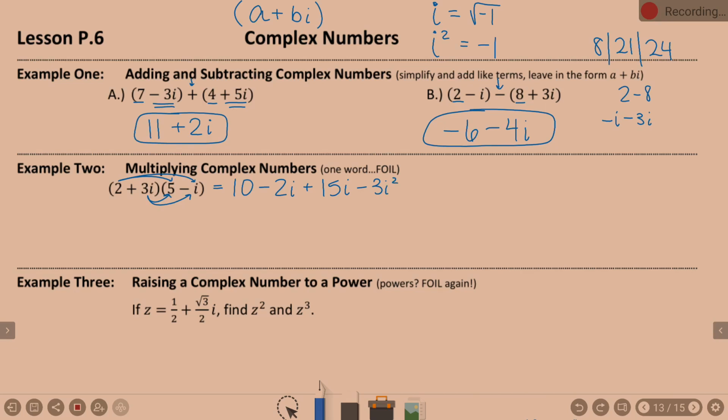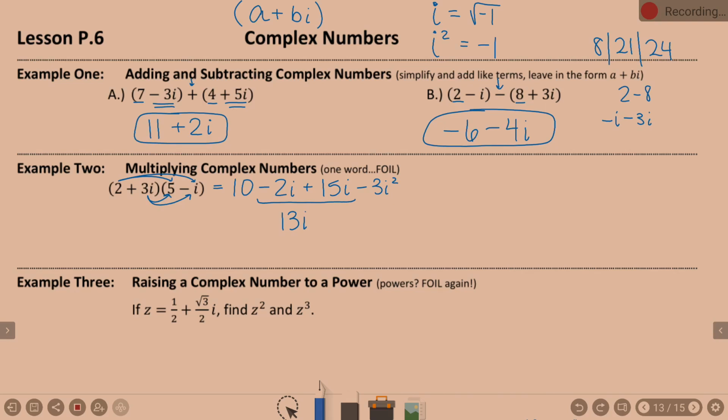Minus 3i squared. Your job is always to leave your answer in complex form. What kind of cleanup can we do here? Combine like terms. What like terms do you see? -2i and positive 15i. Negative 2i plus 15i is 13i.